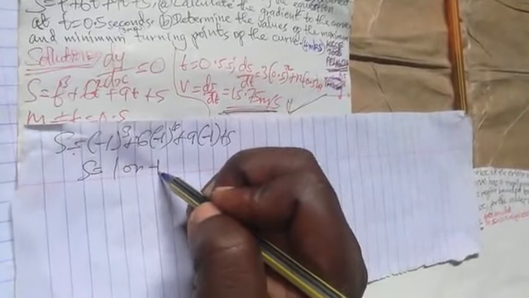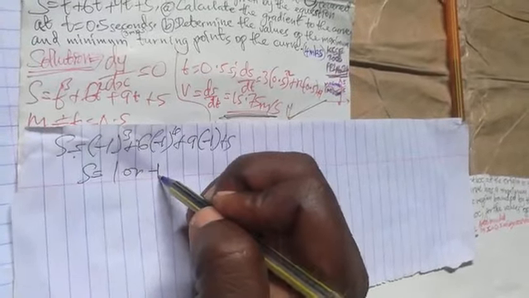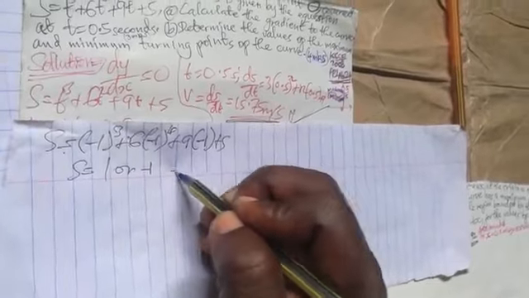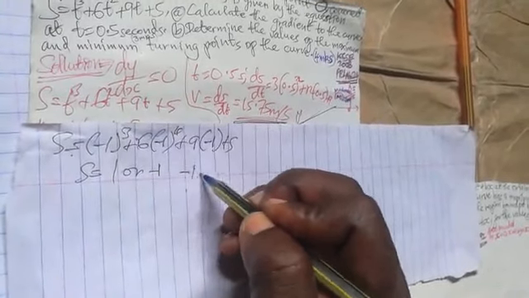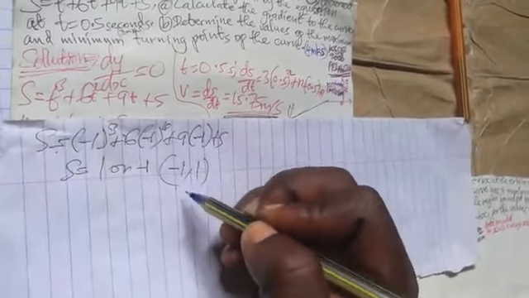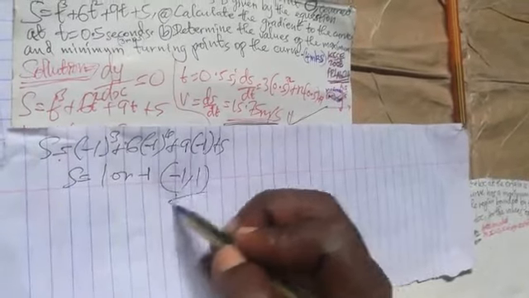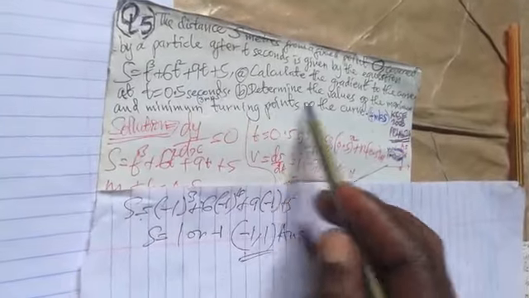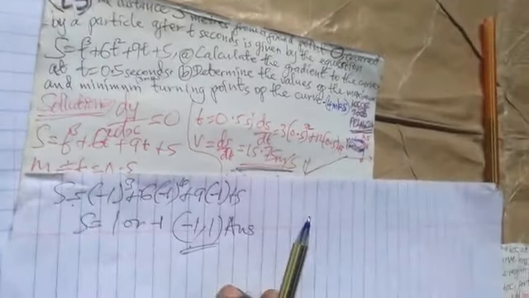Maximum and minimum turning points will be -1 and 1. And this is the answer. This is the answer for part B number 2, question number 5.